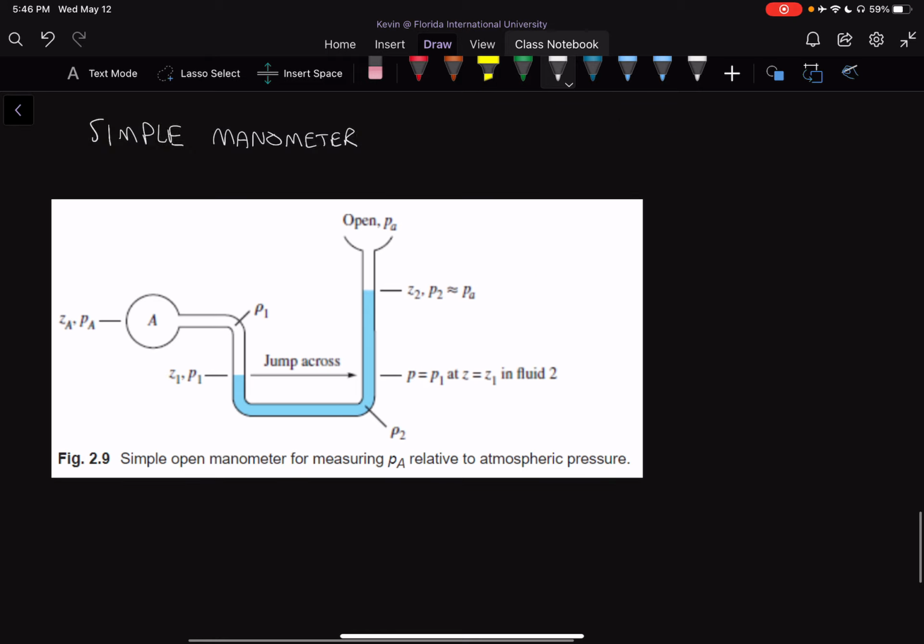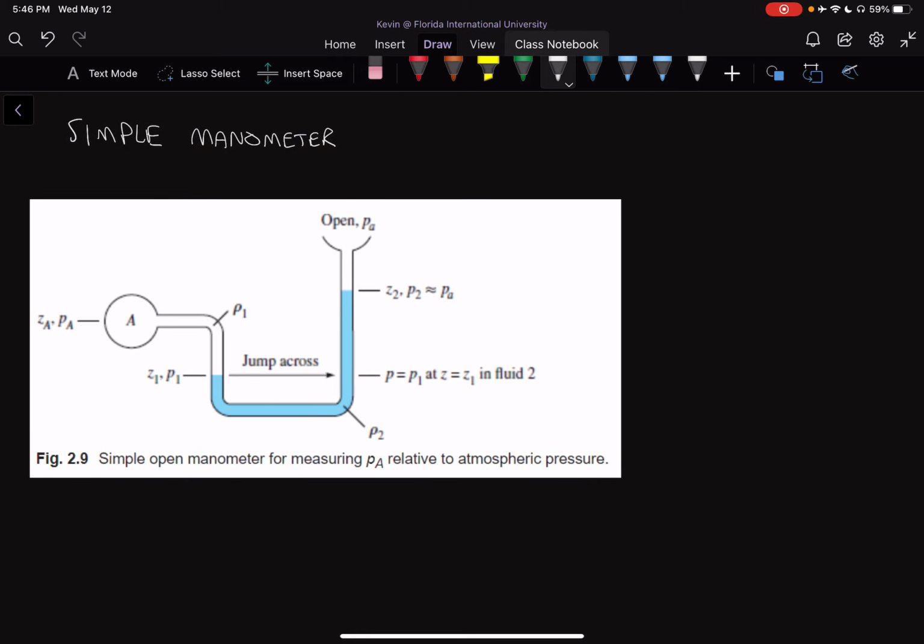And what this simple manometer does is it measures the gauge pressure relative to atmosphere. And if we look at this, we can see a few different things. So it's going to measure the gauge pressure relative to atmosphere.